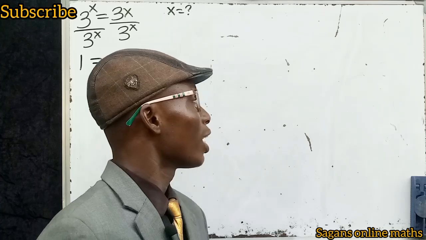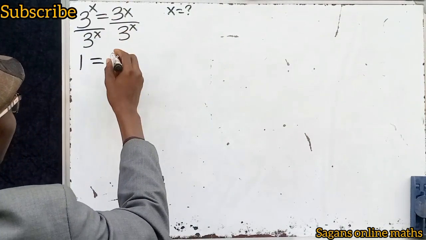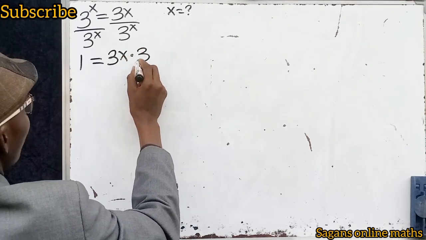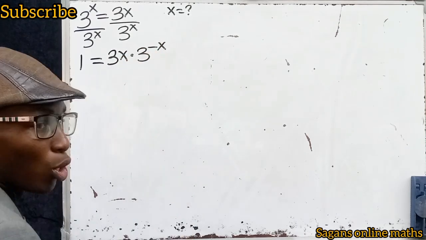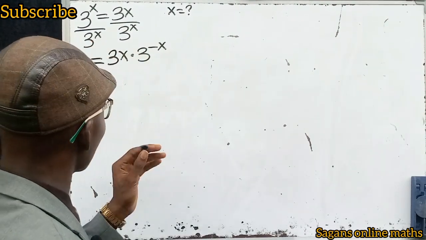Now look at what you are going to do. By obeying the properties of indices, we can also write this as 3 multiplied by 3 to the power of minus x. By obeying the properties of indices. Okay. Now, what are we going to do here?